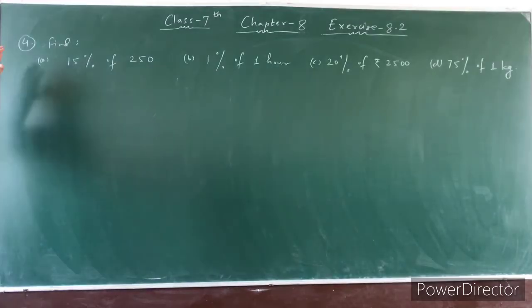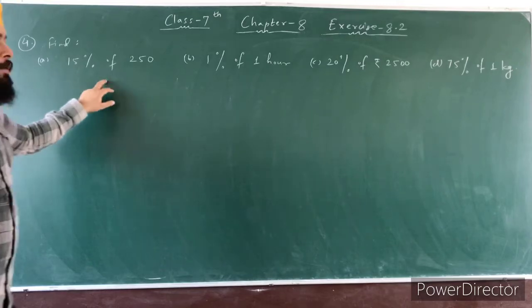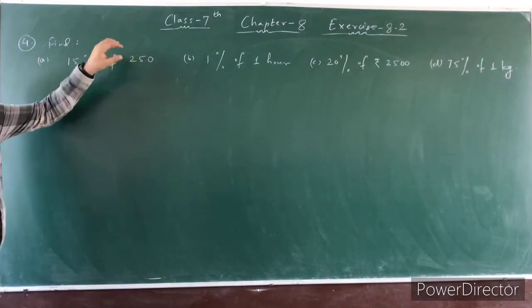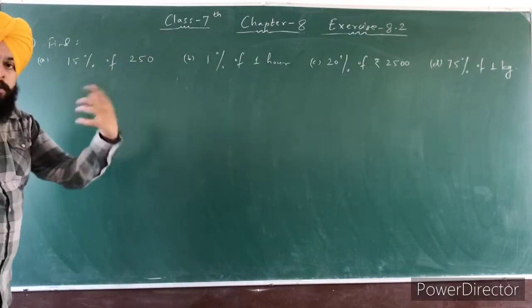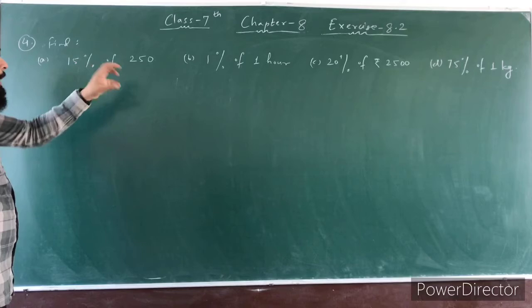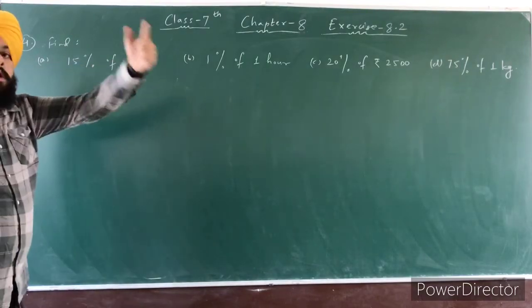Next is your question number fourth. Find 15% of 250. 250 is our total amount, the total quantity you can say. You have to find 15% of that total quantity.